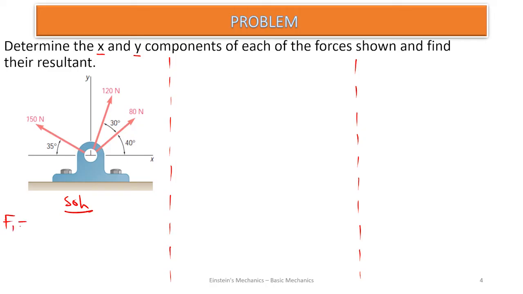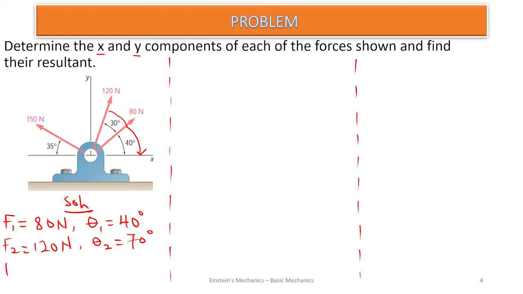F1, which is the first force, is the 80 Newton force. And it makes an angle, which is our theta 1, with the x-axis of 40 degrees. Are we okay? Let's consider our F2, which is the second force. F2 is a 120 Newton force, and it makes an angle theta 2 with the x-axis. This will be the 30 plus 40 angle, and that is going to give us an angle of 70 degrees.